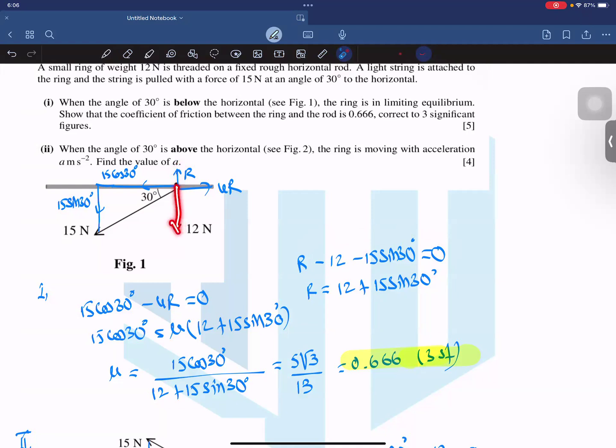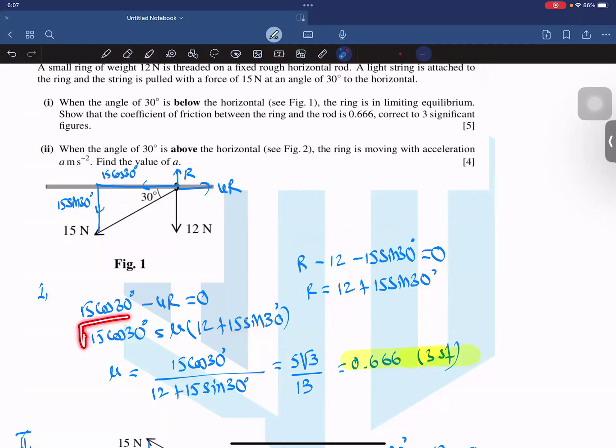In the opposite path you have the weight of the ring, and 15 sine 30 is also acting in the opposite path of R. So R minus 12 minus 15 sine 30 is equal to 0. So here we have an exact expression for R. Okay, and here I've mentioned this expression over here.